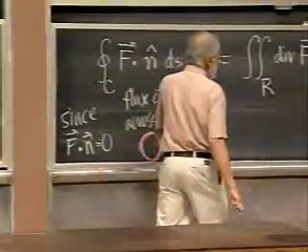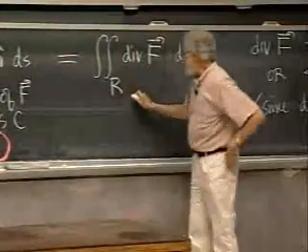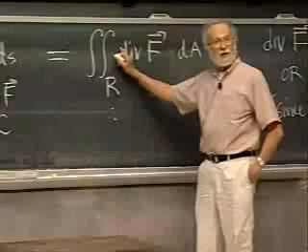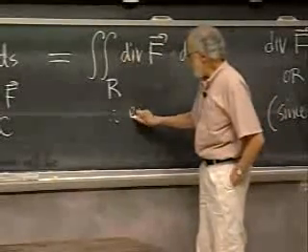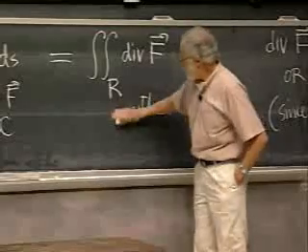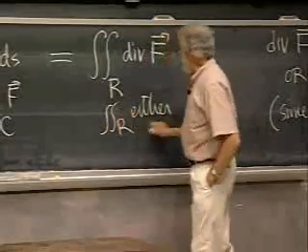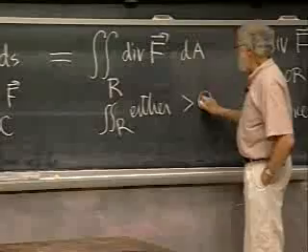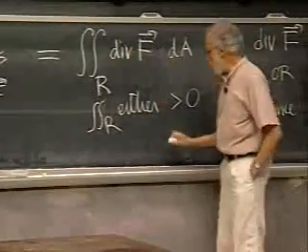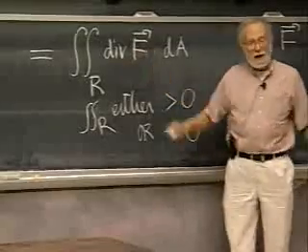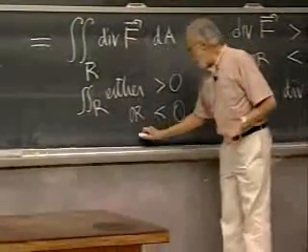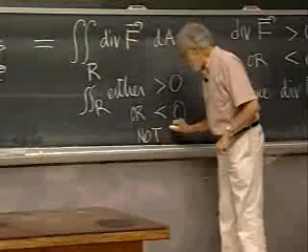Now, if it's always positive, then this double integral must be positive. Therefore, this double integral is either greater than 0, if the divergence is always positive, or less than 0 if the divergence is always negative. But the one thing it cannot be is 0.